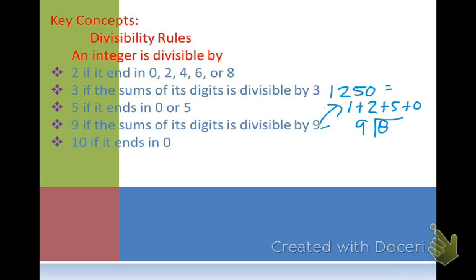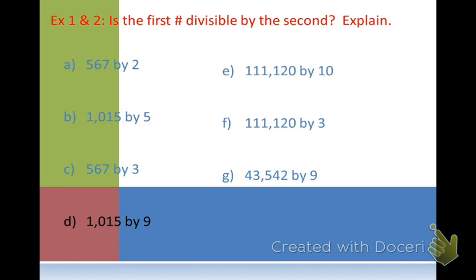And 10, if it ends in 0. Any number that has a 0 at the end, that does not have a decimal, then 10 will go into it. So let's try it out. You're not going to do the math. I'm not asking for the answer. All I'm asking is to see if it is divisible by the number that's given.